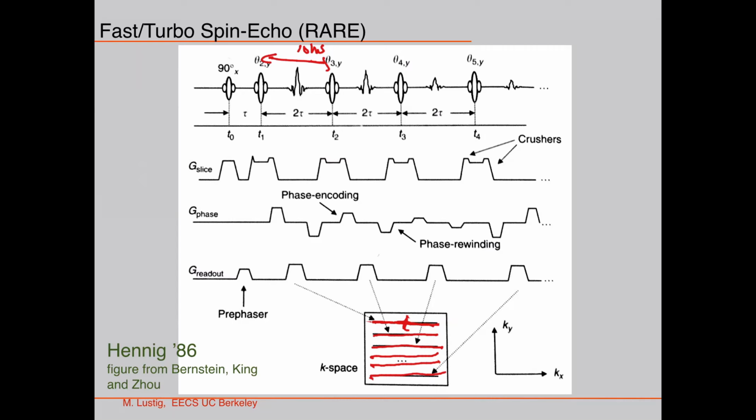So this is RARE. You should call it RARE, because this is how Hennig called it, and this is how he decided. And then the manufacturers started calling it either fast spin echo, that's GE, or turbo spin echo, Siemens, and I forget what Philips does.